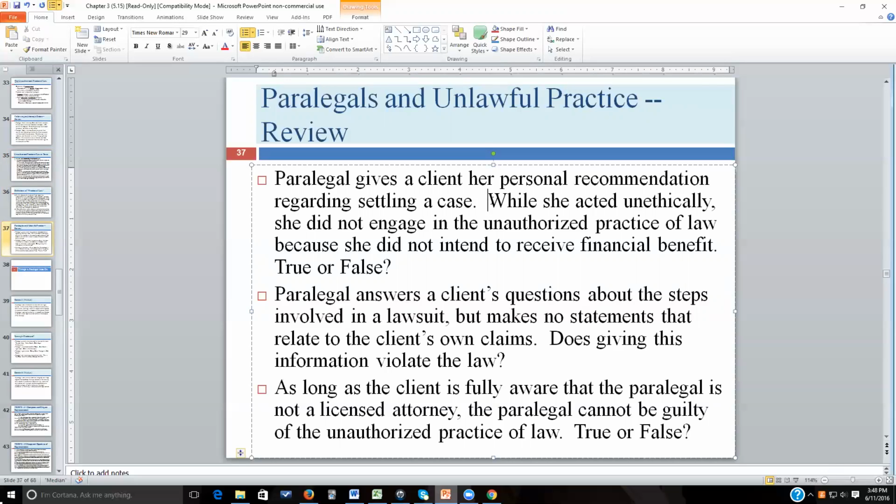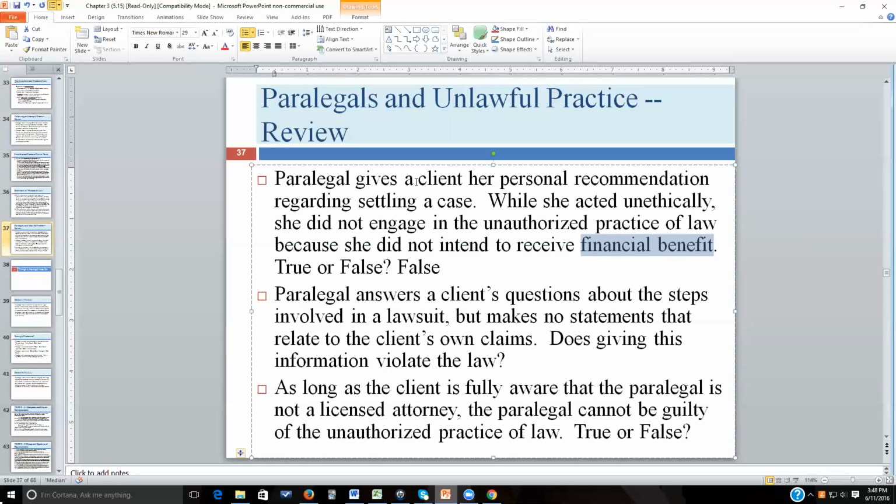Okay. So this is the question. While she acted unethically, she did not engage in unauthorized practice of law because she did not intend to receive a financial benefit. True or false? Well, actually the answer here is false. You might say, well, what financial benefit did she get? Well, I'm guessing she was expecting a paycheck from her employer, from the law firm. And certainly the client is paying the law firm for money.